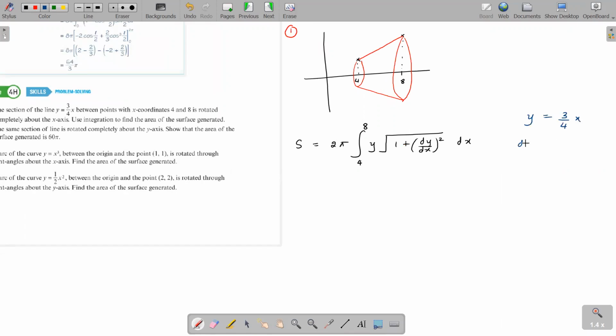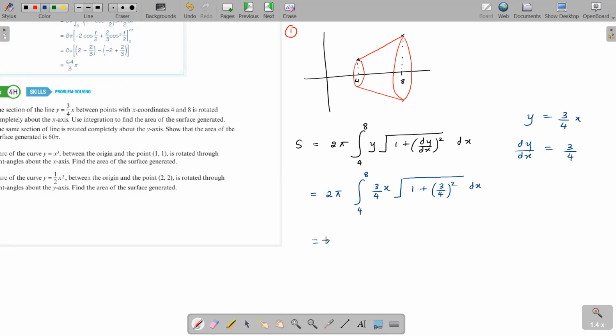So I get dy by dx as 3 over 4. This differentiation of x is 1, so it's 3 over 4. S equals 2 pi, integral limits are from 4 to 8, y is 3 over 4x, into root 1 plus dy by dx squared, which is 3 over 4 squared.